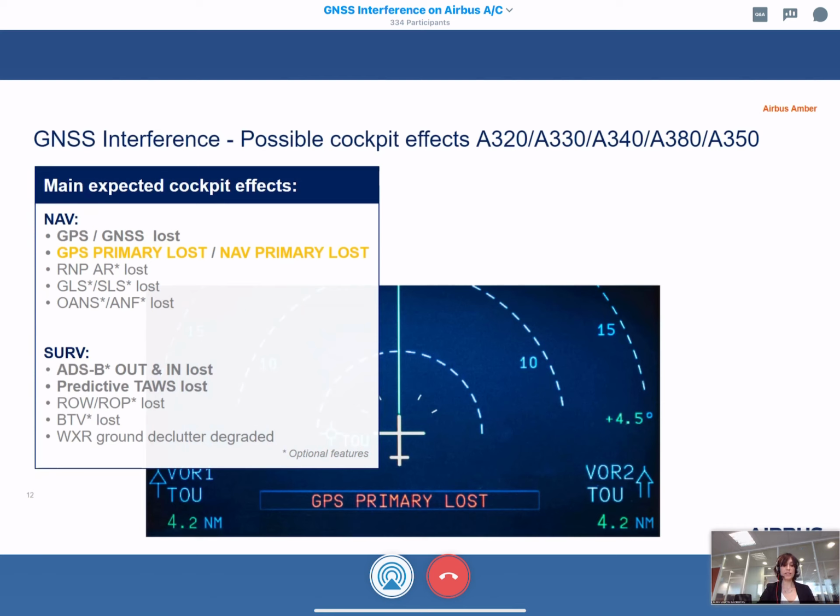Regarding surveillance, GNSS degradation will result in the loss of ADS-B out and in functions. Predictive TOAST could also be lost, and optional features such as ROPS PTB could be lost. Weather radar ground declutter could be degraded.